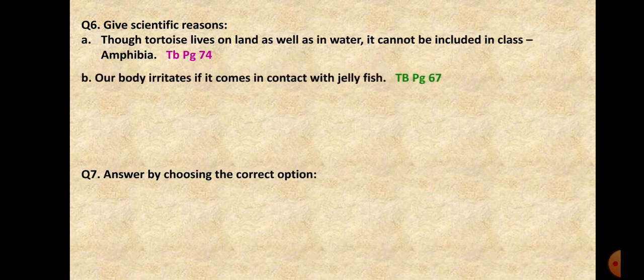Then 6.B is, our body irritates if it comes in contact with jellyfish. Now, the jellyfish comes in the phylum Coelenterata, and that is why I had given you page number 67. If you turn to page number 67, you can see the characteristics that jellyfish is a coelenterate and it is having the tentacles which bear the nidoblast, right? And these nidoblasts are the defensive cells, and they can spray, they can inject toxins into the prey when they come in contact with them, right?